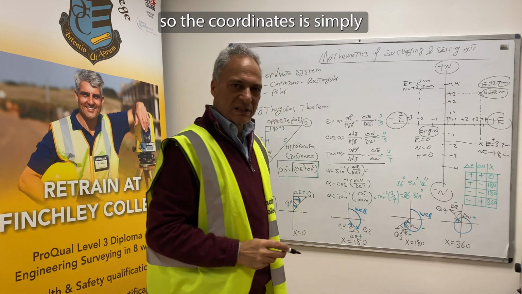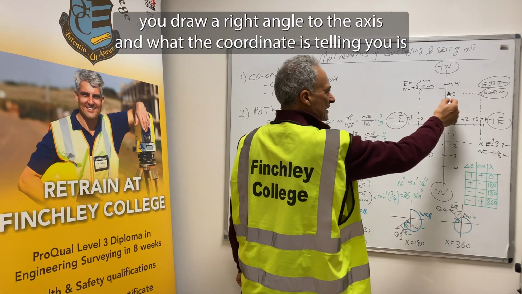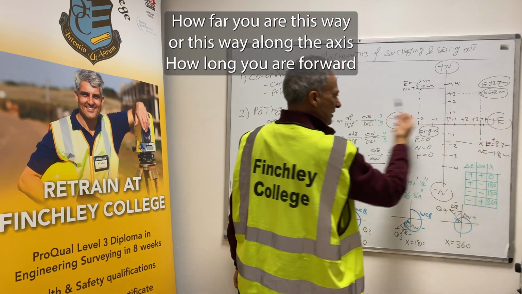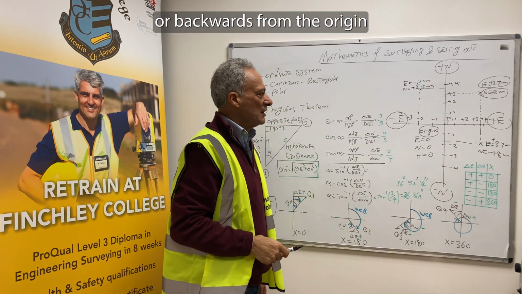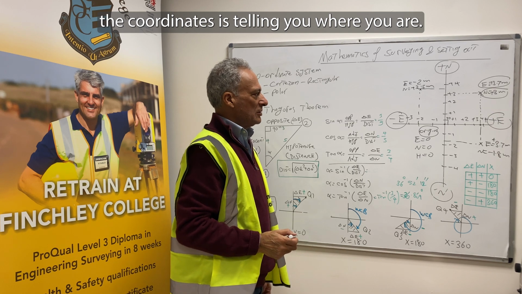So the coordinates is simply you draw a right angle to the axes, and what the coordinate is telling you is how far you are this way or this way along the axis, how far you are forward or backwards from the origin. The coordinates is telling you where you are.